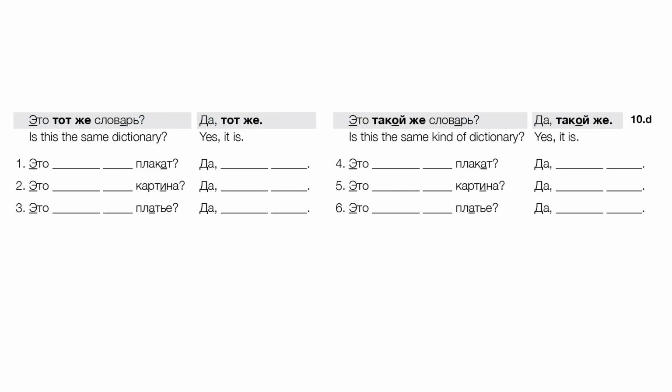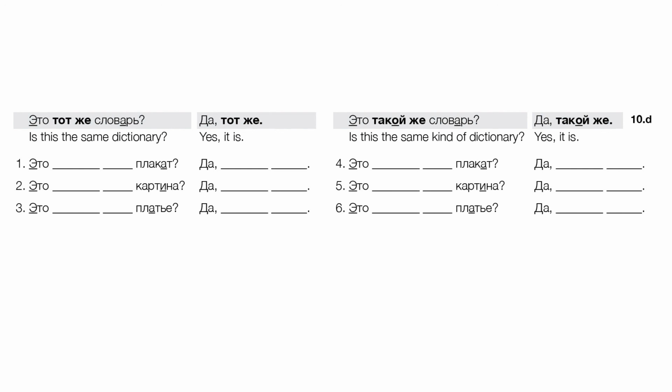Okay, let's quickly fill in a few blanks here. For example, это тот же словарь. Is this the same dictionary? Да, тот же. Okay, then we can ask similarly, is this the same kind of dictionary using такой? Это такой же словарь? Да, такой же. Okay, so it's like a broken record, this chapter, right? We've got to look at the noun we're thinking about and make sure everything that's adjectival, modifying it, agrees with its gender.